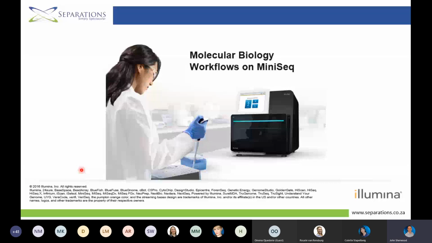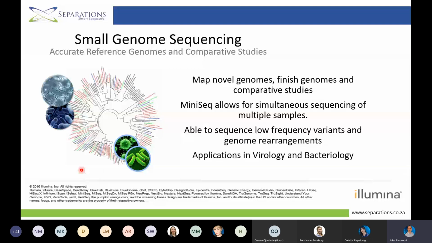So I just wanted to get to the last section, which is just a couple of molecular biology workflows on the MiniSeq. So we'll focus on another 3. One thing that's quite important is obviously small genome sequencing. So small genome sequencing, for example, viral sequencing and bacterial sequencing, have very important applications in areas like virology and bacteriology. Also, you can map novel genomes, you can finish certain genomes, and you can also perform comparative studies between maybe divergent colonies or between divergent strains, for example.